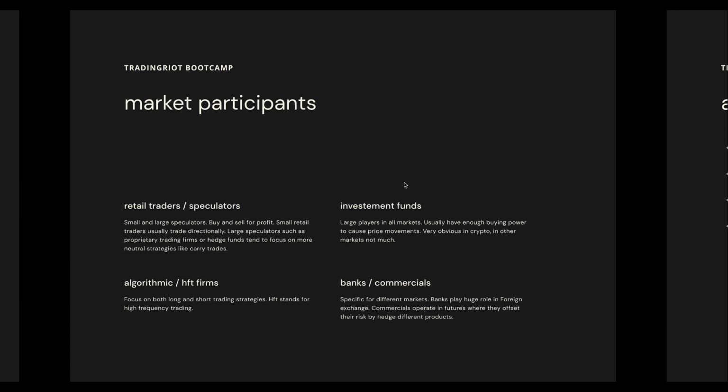And the last on the list are just banks and commercials. These are mostly in forex, for example. In forex you have this interbank market, which consists of all large banks, and they determine the exchange rates based on supply and demand. Commercials then operate in futures mostly, but they can do it in any market.